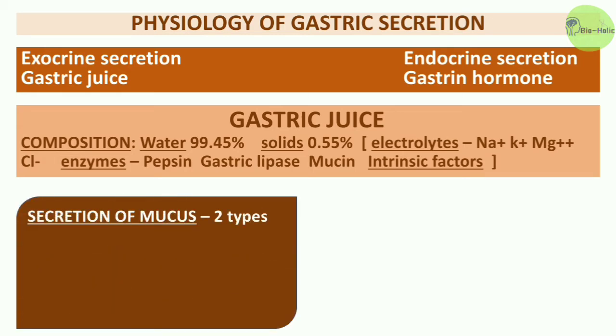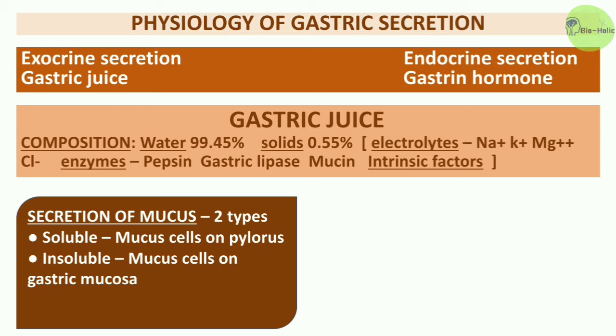Now let's move on to the secretion of mucus. The mucus is of two types: the soluble mucus, whose mucus cells are present on the pylorus, and the insoluble type, whose mucus cells are present on the gastric mucosa. This secretion is increased by the presence of rough food.